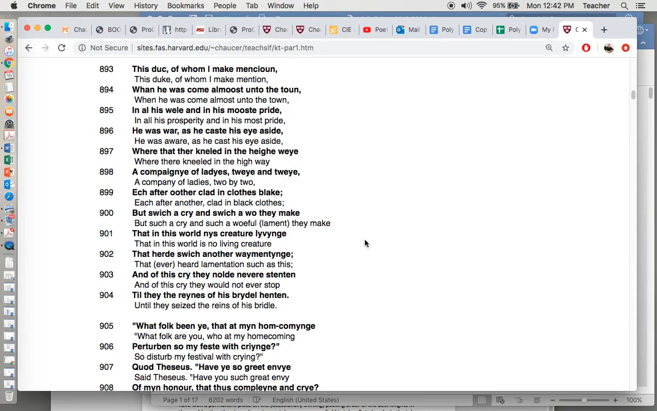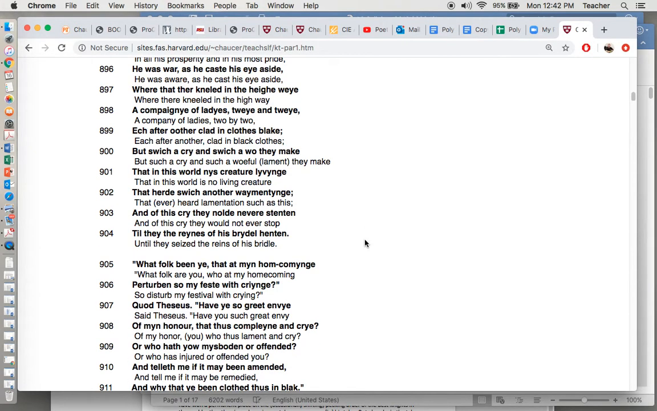Okay, so these women stop him in the road. Their husbands have all been piled up. We're going to see after they were slain by Creon, and they're being eaten by dogs.